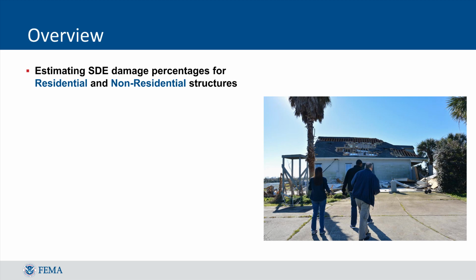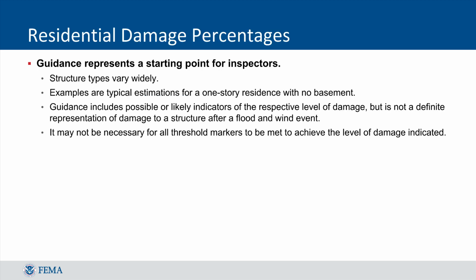There are many similarities in carrying out these two types of assessments, but there are some important differences we will point out as well. This guidance should be used as a starting point for inspectors, but it will not provide all the answers for every structure you are evaluating. There are a wide range of different structures across communities in the United States. And this guidance uses a one-story residential structure with no basement as a baseline.